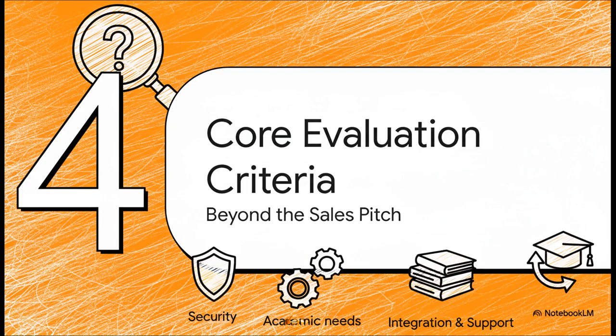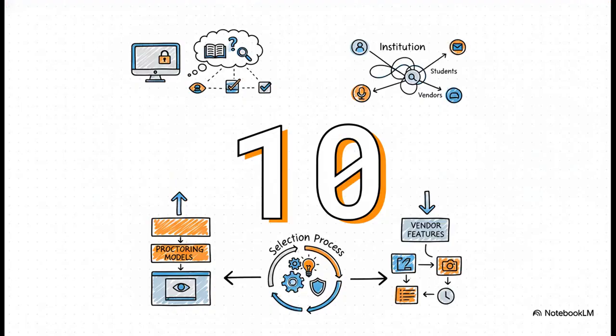So you know what you need, and you know the different models available. Now for the big question. How do you actually compare vendors apples to apples? You need a solid set of criteria that goes way beyond the glossy sales pitch. We've identified about 10 core criteria you should be looking at for a really thorough evaluation.